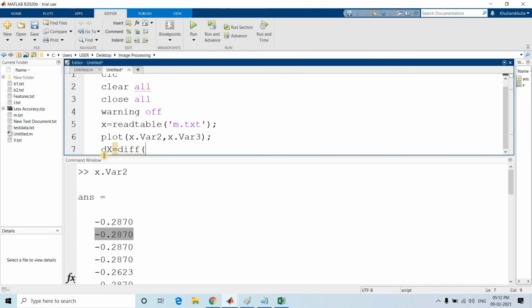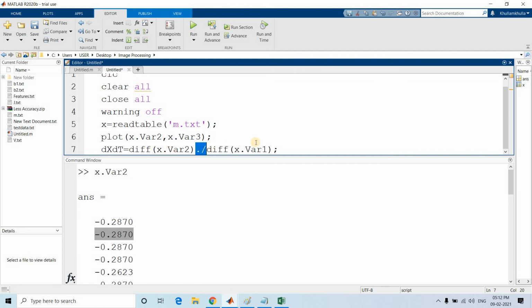So let me directly write d of x, d of t. For the x direction, the differentiation of x dot var2, that is the x coordinate, divided by the differentiation of x dot var1. As simple as that. Basically x2 minus x1, like that for all the points we are computing the difference between two successive x values, and for time we are computing the difference between two successive time values, and that is nothing but our velocity.